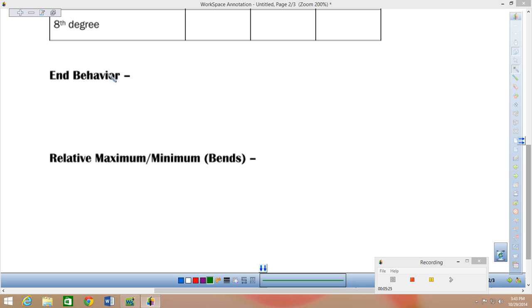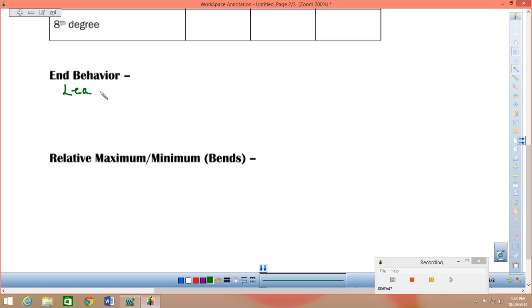So if my lead coefficient is positive, okay, that's a positive, then I know that the right side is pointing upwards. Okay? If the lead coefficient is negative, I know that the right side is pointing downwards. Okay, this is the right side only.